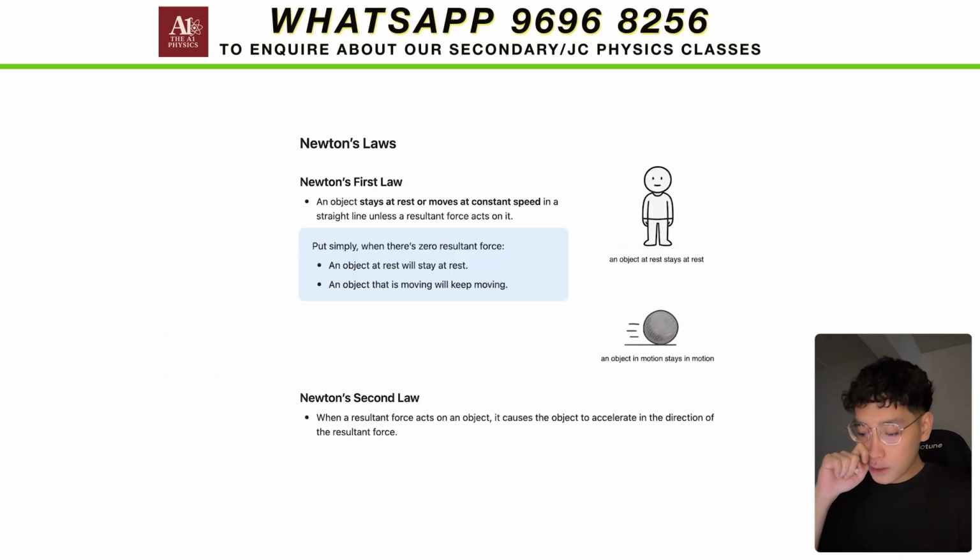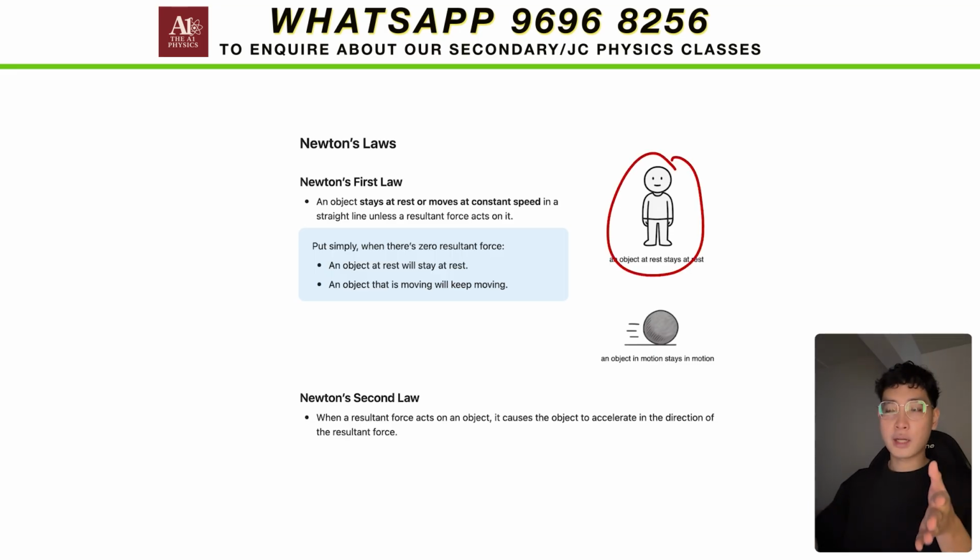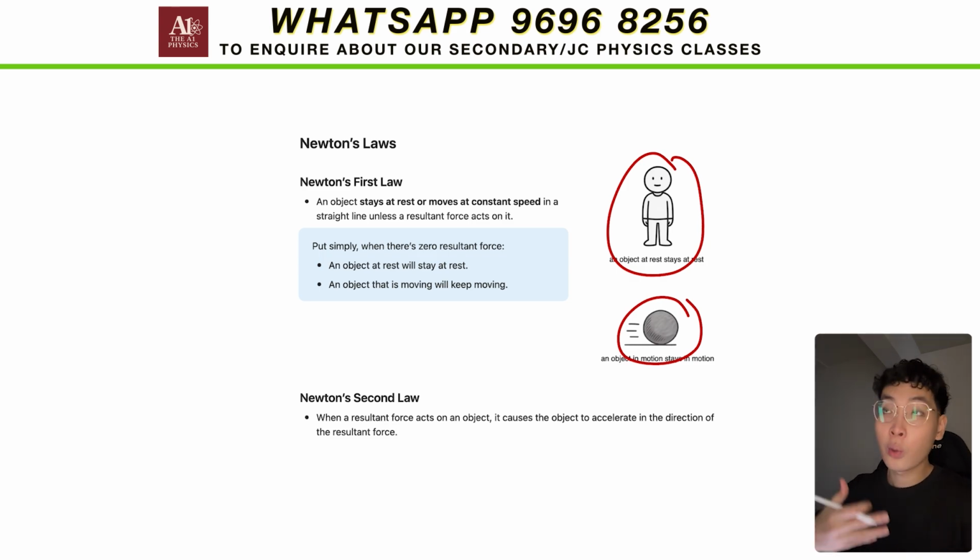Okay, so now we talk about Newton's laws. Newton's first law is basically what we talked about just now. An object at rest stays at rest and an object in motion stays in motion. So if there's no resultant force, an object at rest will just stay at rest. If you're already moving, you just keep on moving. That's basically Newton's first law. An object always continues in its original motion. If you're staying still, you'll stay still. If you're moving, you'll keep moving.